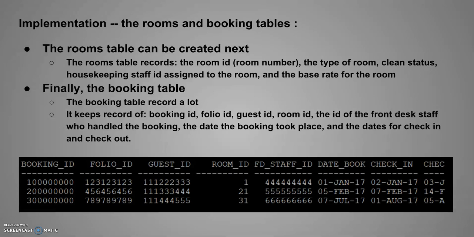Finally, you see we have the booking table. Now, as I mentioned, this is the central hub in our database, so this table is big. This table keeps record of a lot of information, such as a unique identifier for the booking itself, a pointer to the folio ID, a pointer to the guest ID, a pointer to the room ID, a pointer to the front desk staff member who recorded this booking, and some information about when the booking took place and the dates for the booking.